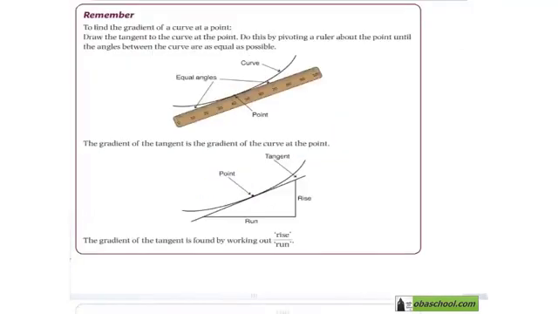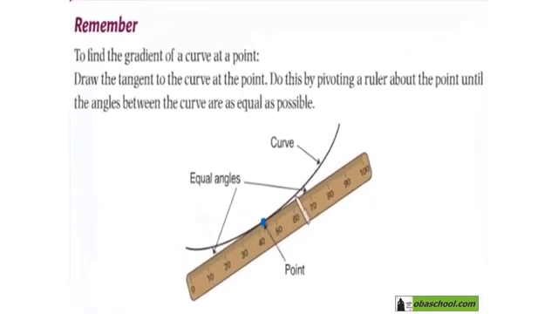Now, this gradient is helping us to determine rise and run. Now, to find the gradient of a curve, draw the tangent to the curve at that point. So this is exactly the same example as the skater. Do this by pivoting the ruler about the point until the angles between the curve are as equal as possible. Now there is room for error, but not major, only minor. So once we have the ruler intersecting the curve at only one point and both angles on both respective sides are as equal as possible, then our pivoting is almost accurate.